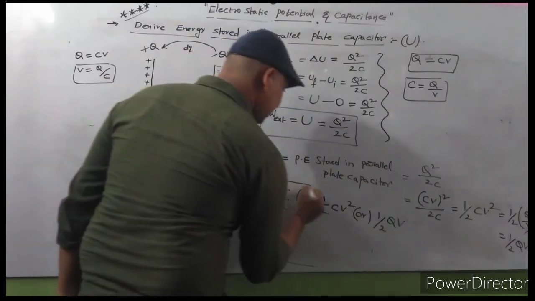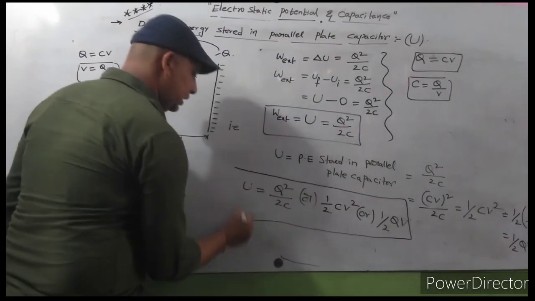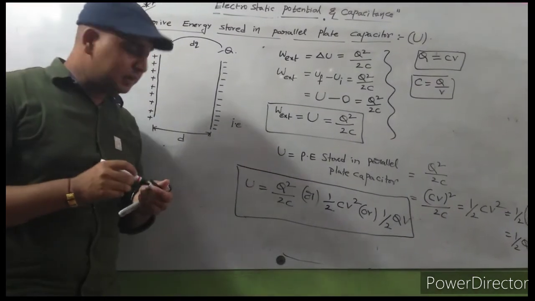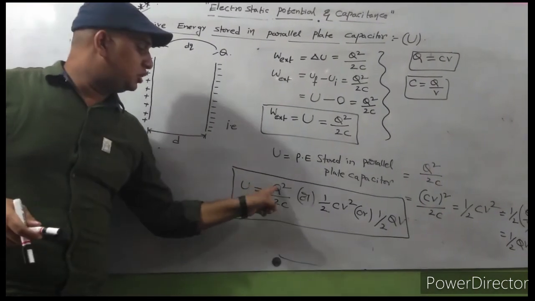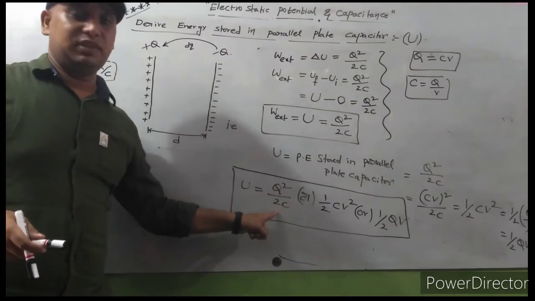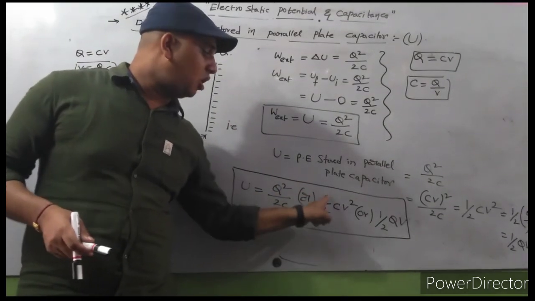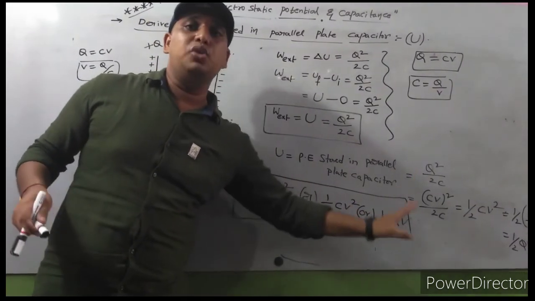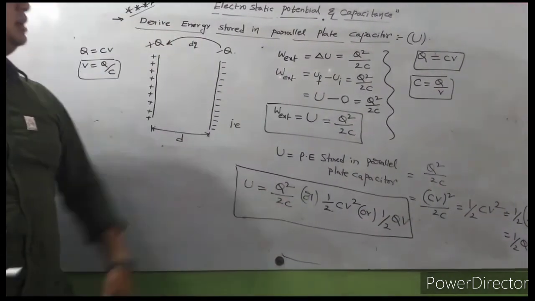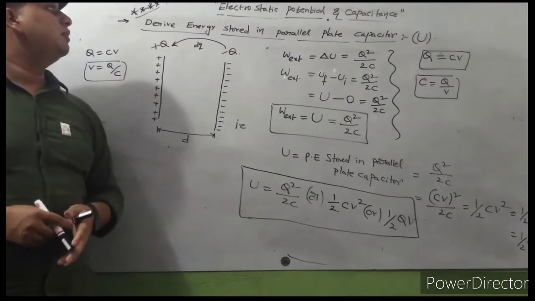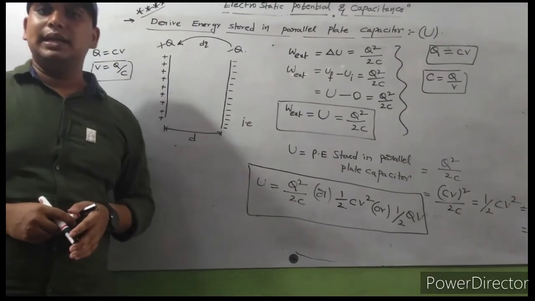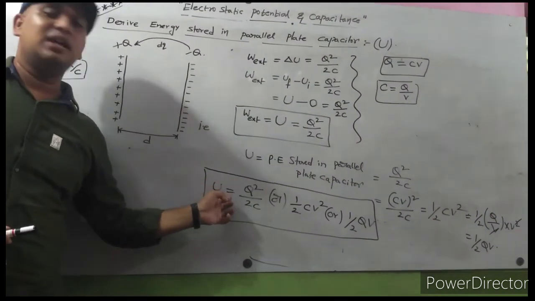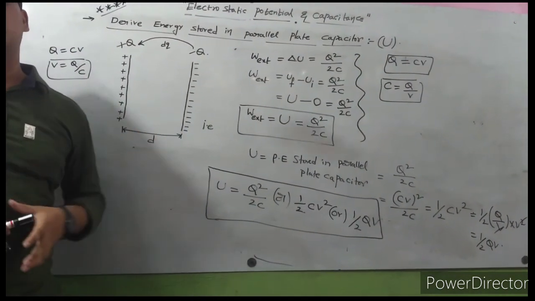These formulas are very important. Energy stored in a parallel plate capacitor in the form of Q and C is Q square by 2C. In the form of C and V it is half CV square. In the form of Q and V it is half Q into V. This is the derivation of energy stored in a parallel plate capacitor. The derivation is very important for board purposes, and these formulas are very important for solving numericals.